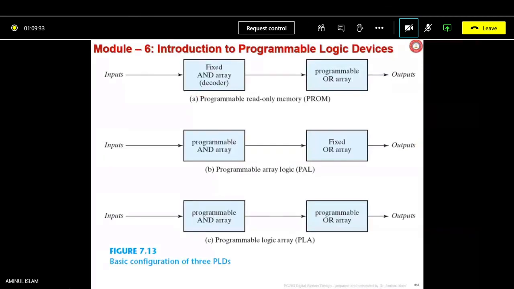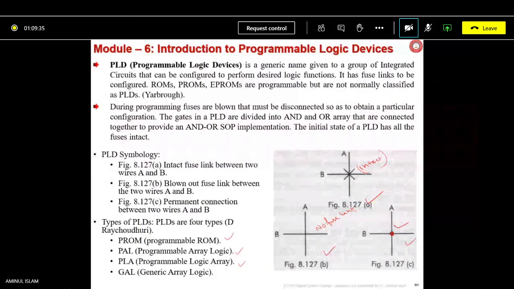So we have discussed the 4 types of PROM, and now the PAL, PLA, and GAL. As I said, the AND plane and OR plane will be there in this PLD. So which one has what? Which one is programmable? Is the AND plane programmable or the OR plane programmable? That we are going to see now.